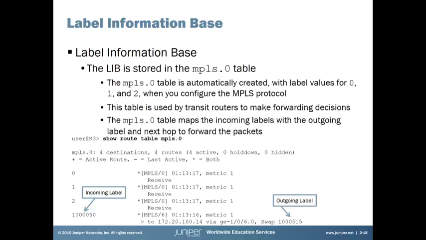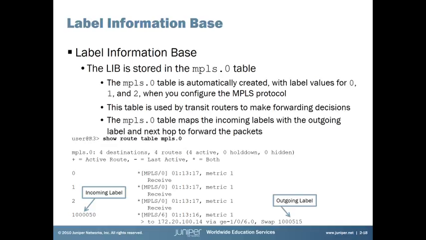Okay, so we have this label information base, which is really the lookup table. This is really my route lookup for labels. On the Juniper router, the table name is mpls.0. It's automatically created with label values for 0, 1, and 2 when you configure the protocol. These are tables used by transit routers to make forwarding decisions. The mpls.0 table maps the incoming labels with the outgoing label and next hop for the packets.